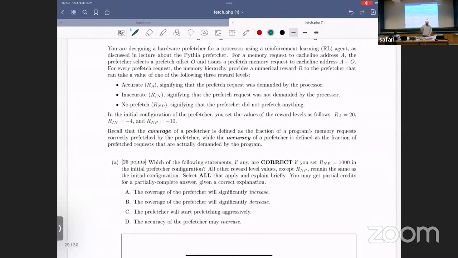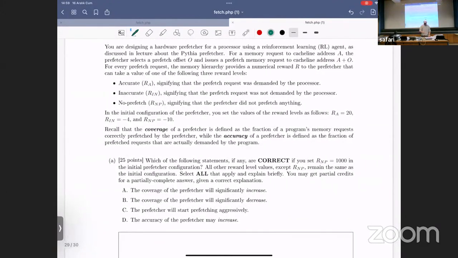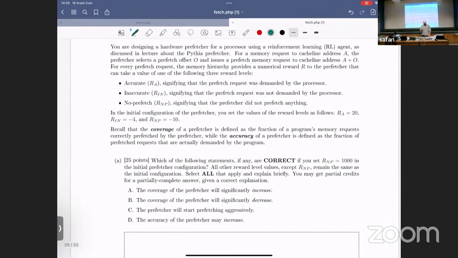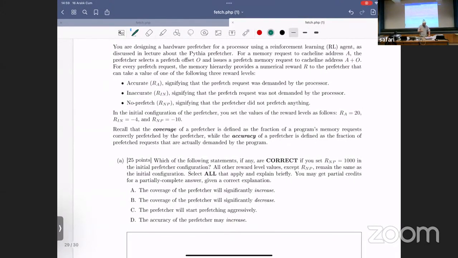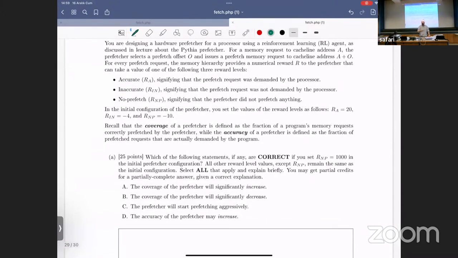What does that mean? If we do an accurate prefetch, we give a reward back. We say, okay, you did well. If you have an inaccurate prefetch, then you reduce the score. And if you have a no prefetch, we are even more aggressive. We're like, why did you not prefetch? You need to prefetch.